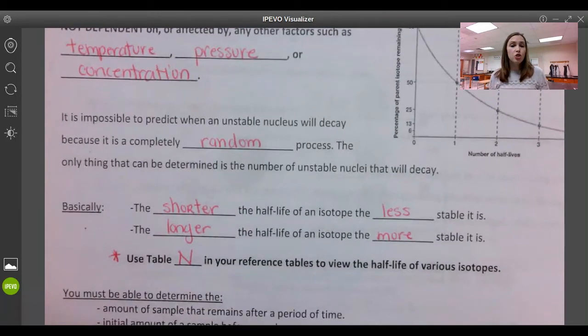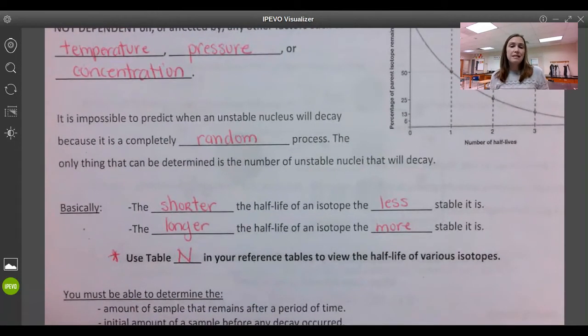Another little piece is the shorter the half-life, the less stable it is initially, because it's going to decay at a very rapid rate. A longer half-life, like something like our uranium-238, is considered to be much more stable because it's going to take a long time for it to emit radiation and go through the decay process.